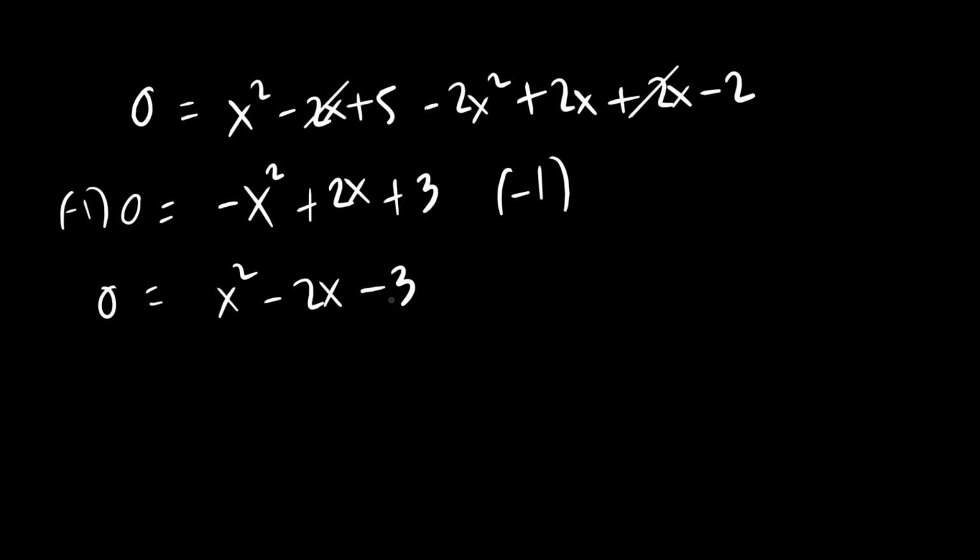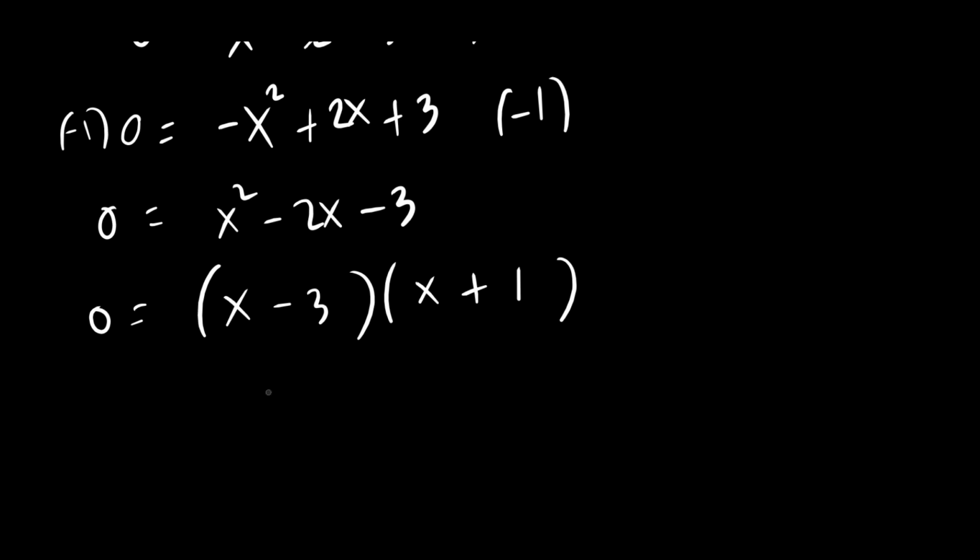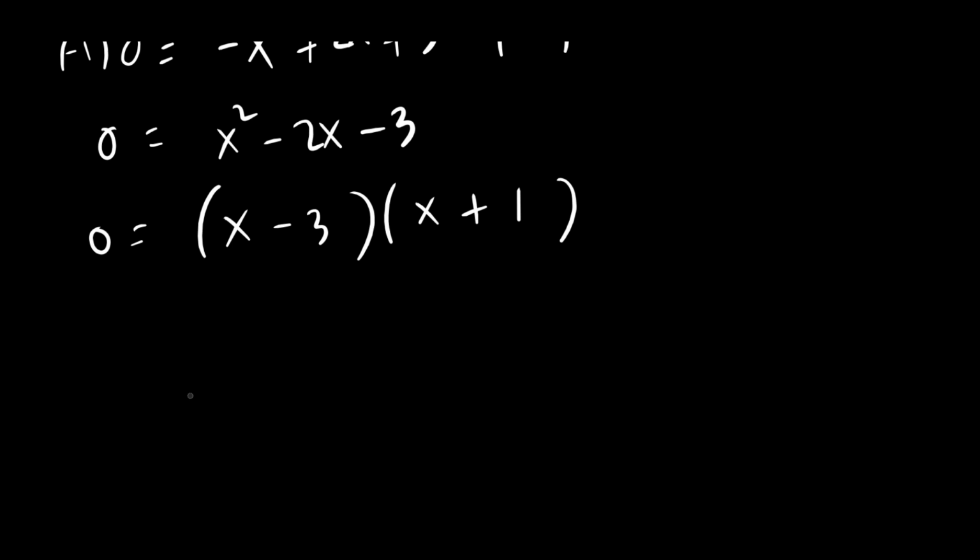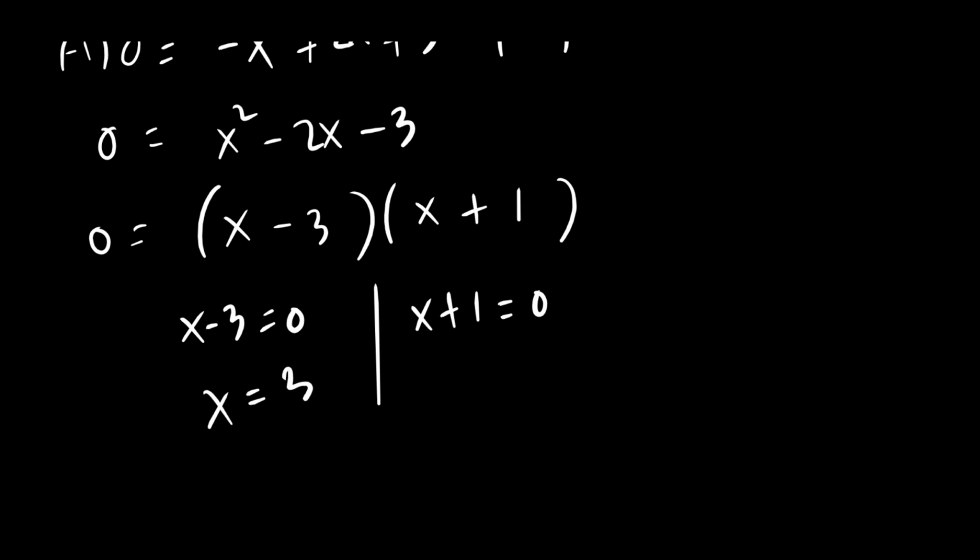So by factoring, we have 0 is equal to x minus 3 times x plus 1. So we'll equate each to 0. So x minus 3 is equal to 0 and x plus 1 is equal to 0. So x is equal to 3 and x is equal to negative 1. So these are the values of x.